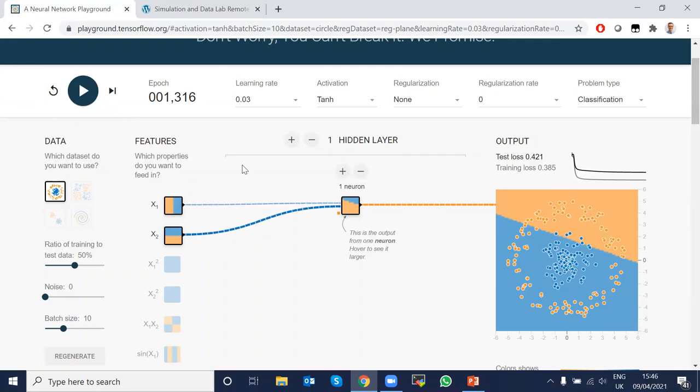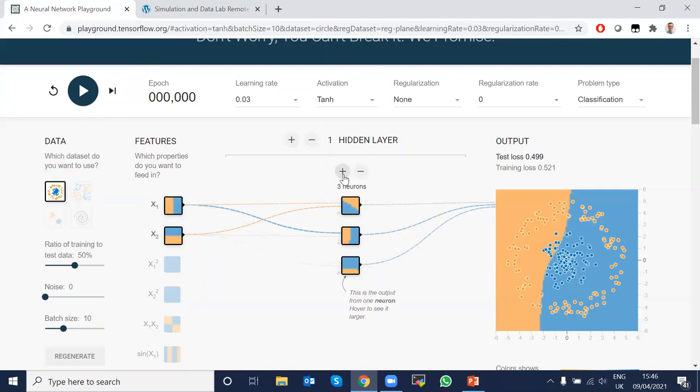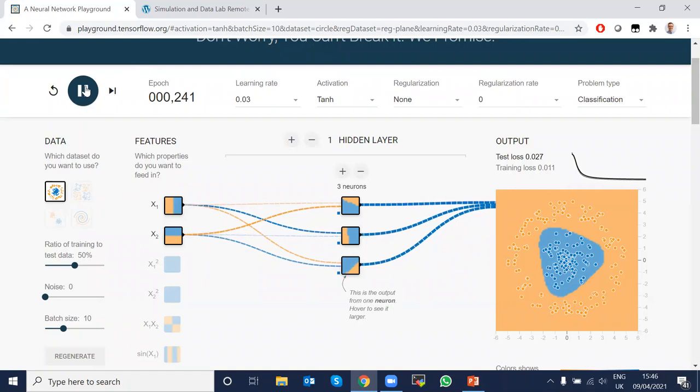So we can now try to add a second neuron, and you can see that now the decision boundary is getting a bit more complicated, right? You can see that you have a different shape, which is not a straight line anymore, but this is still not enough. So we would probably need to add another one. And yes, as you can see now, with one hidden layer and three neurons inside, you can define a proper complex decision boundary that is able to solve this problem.